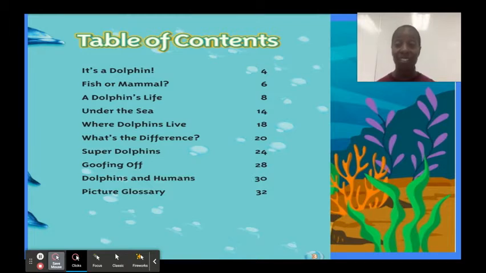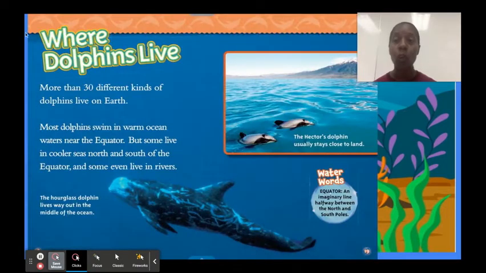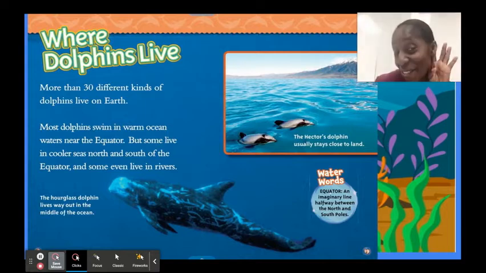Table of contents. So let's see what we're going to read. Where Dolphins Live, and that is actually on page 18. So are we reading the whole text? No. What are we reading? Say it so I can hear you. You're right. Captions and labels.